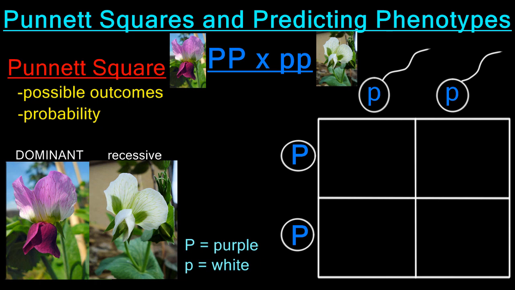Now that we have completed the setup for this Punnett square, let's fill in the table to see what genotypes could appear in our offspring. If this egg and this sperm were to fuse, the offspring would have the genotype big P, little p.